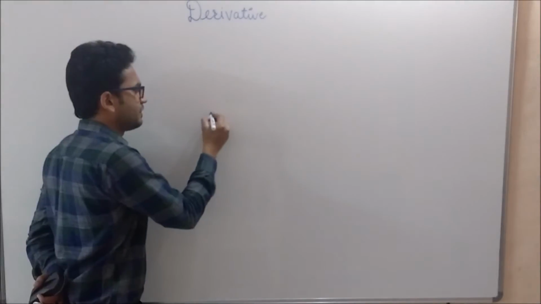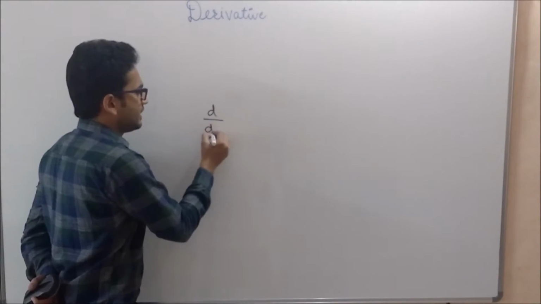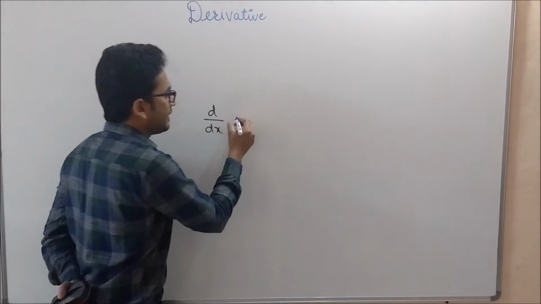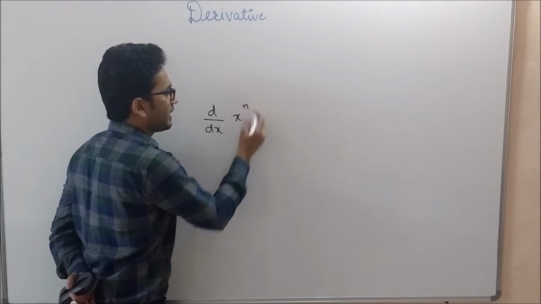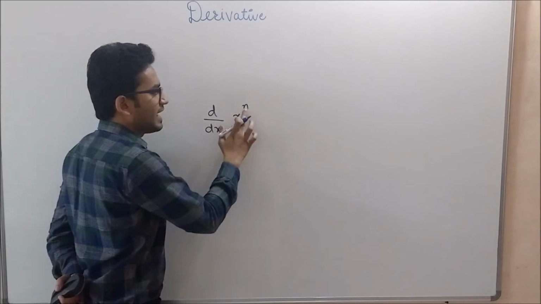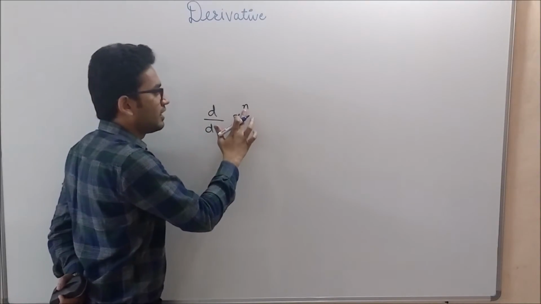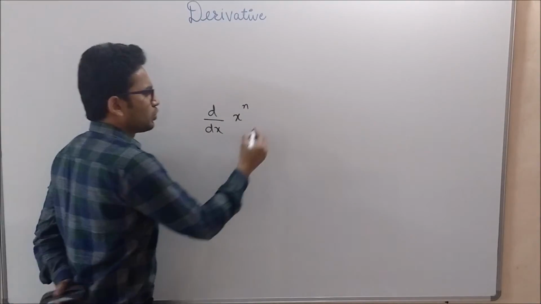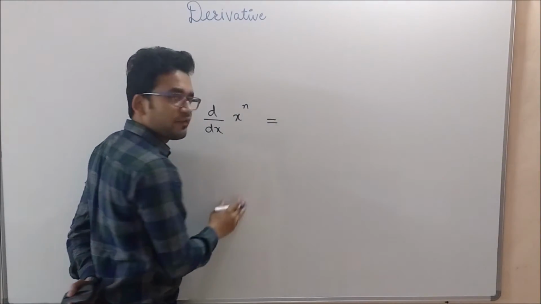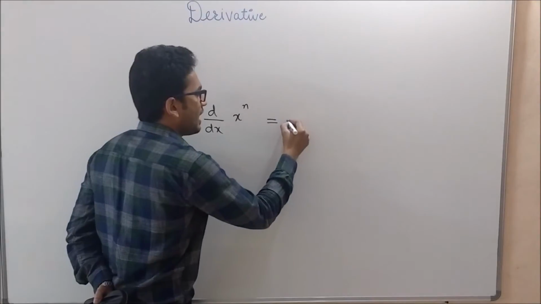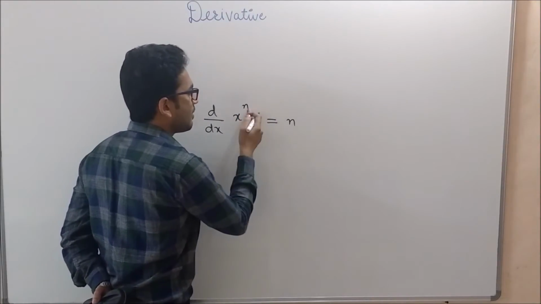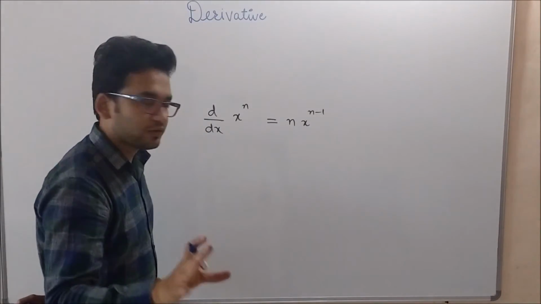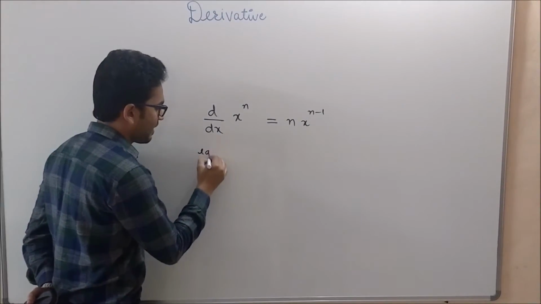Now moving ahead with the first function. Suppose d upon dx, this is the symbol of derivative, derivative with respect to x, of x raised to n. Now what is this n? N is any number, any integer: x raised to 1, x raised to minus 1, anything. So how will we find the derivative of x raised to n? It will be n in front, and x raised to n minus 1. Don't worry at all, let's see it with the help of an example.